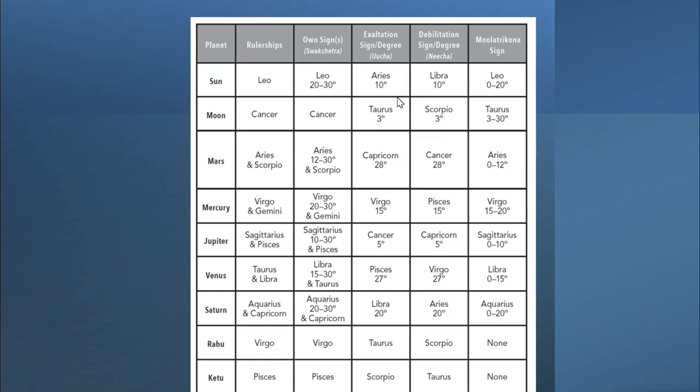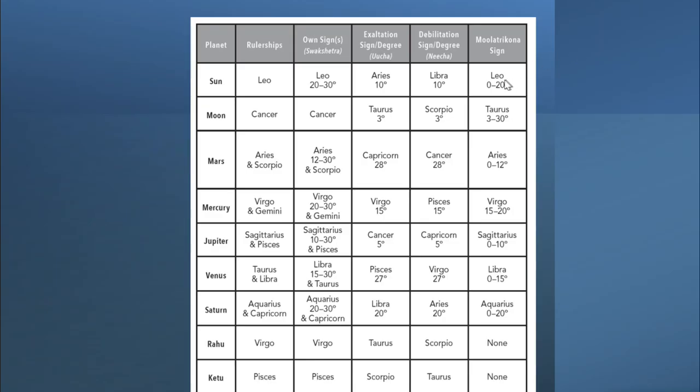Now, just opposite to it is its debilitation point, 180 degrees opposite. The seventh house from Aries is Libra, so at 10 degrees Libra is its debilitation sign. Now, 0 to 20 degrees of Leo. Leo is the own house of the Sun.